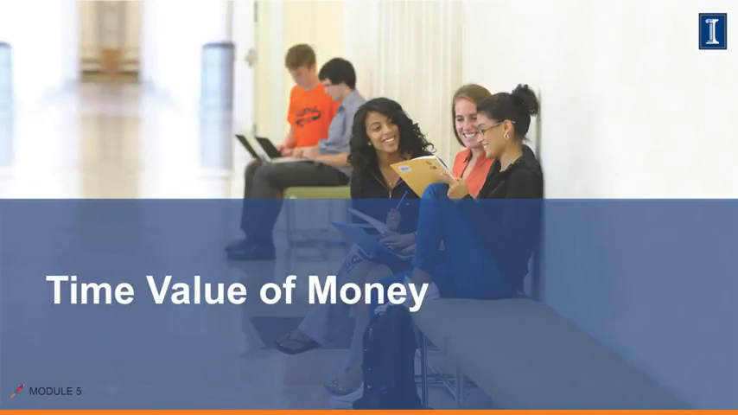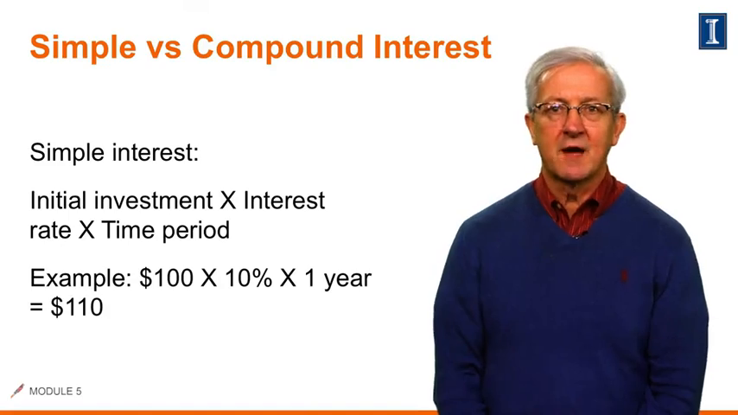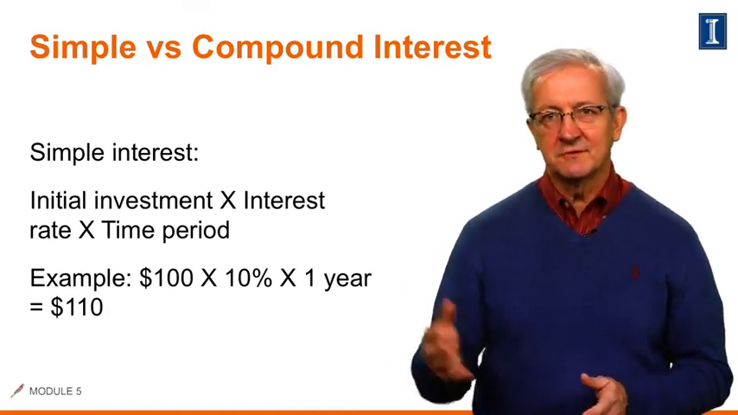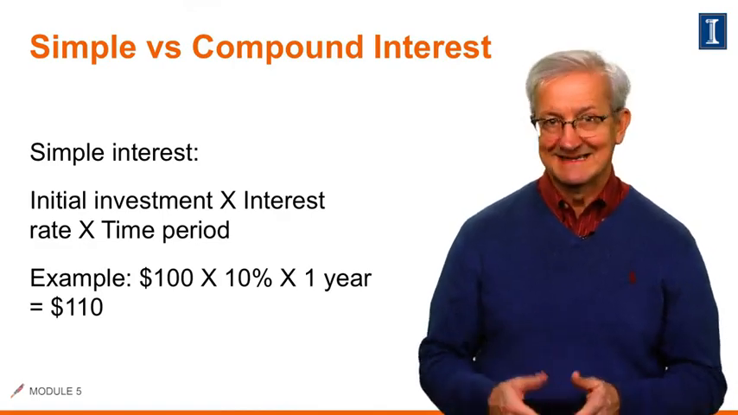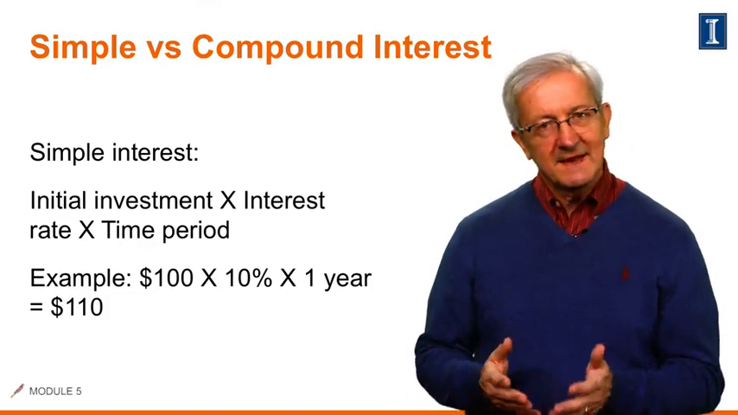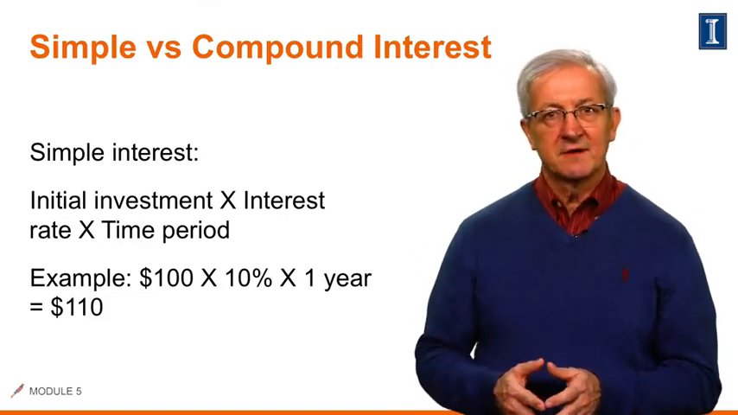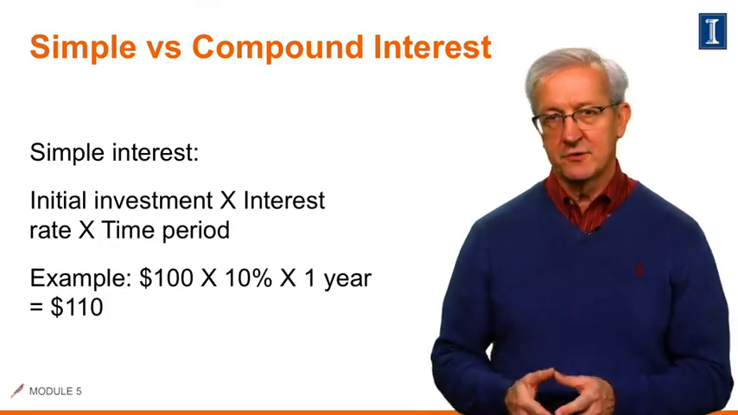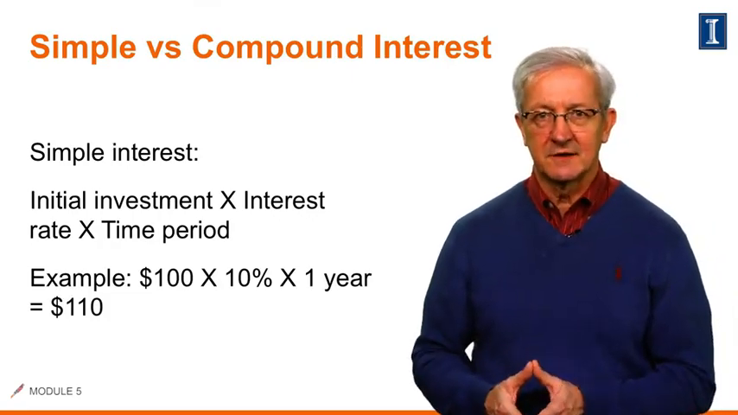In this lesson, we will discuss how the key concepts of time value of money can be applied to various accounting or finance topics. Our initial topic in this lesson is simple versus compound interest. Simple interest is basically the initial investment times the interest rate times the time period. An example of this would be if we have $100 that we invest for 1 year at an annual interest rate of 10%, that would be worth $110 at the end of the first year.